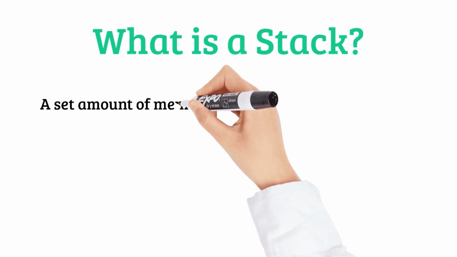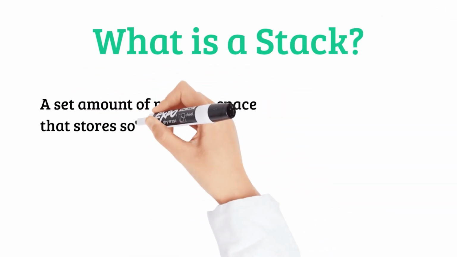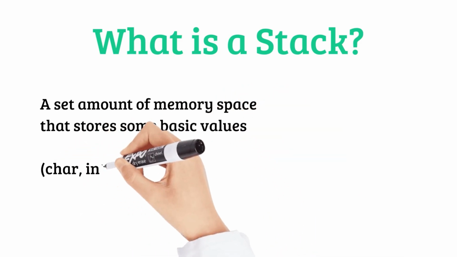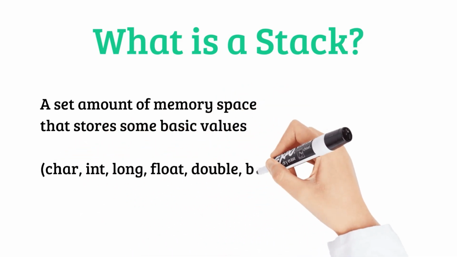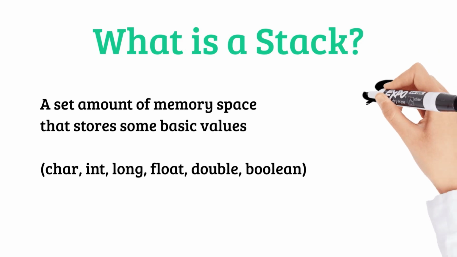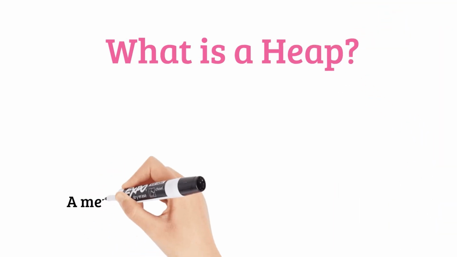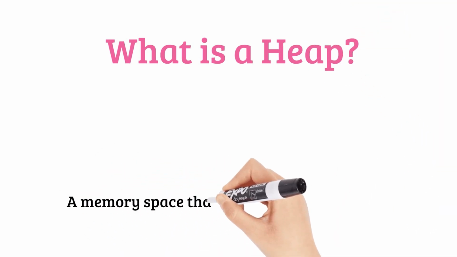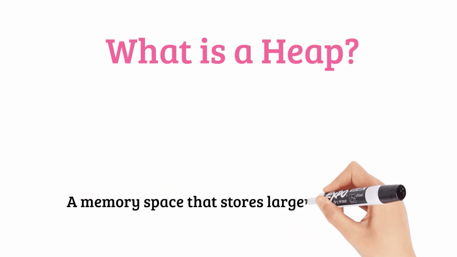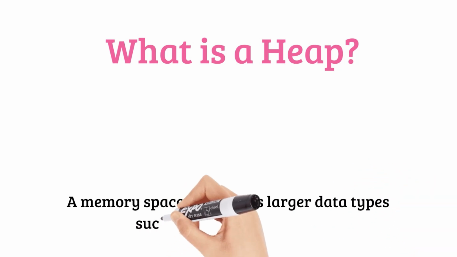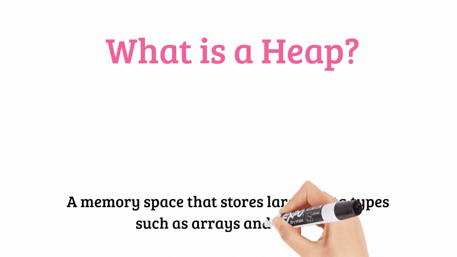What is a stack? A stack is a set of memory space that stores some basic values, such as char, int, long, float, double, and boolean. What is a heap? A heap is a memory space that stores larger data types, such as arrays and objects.